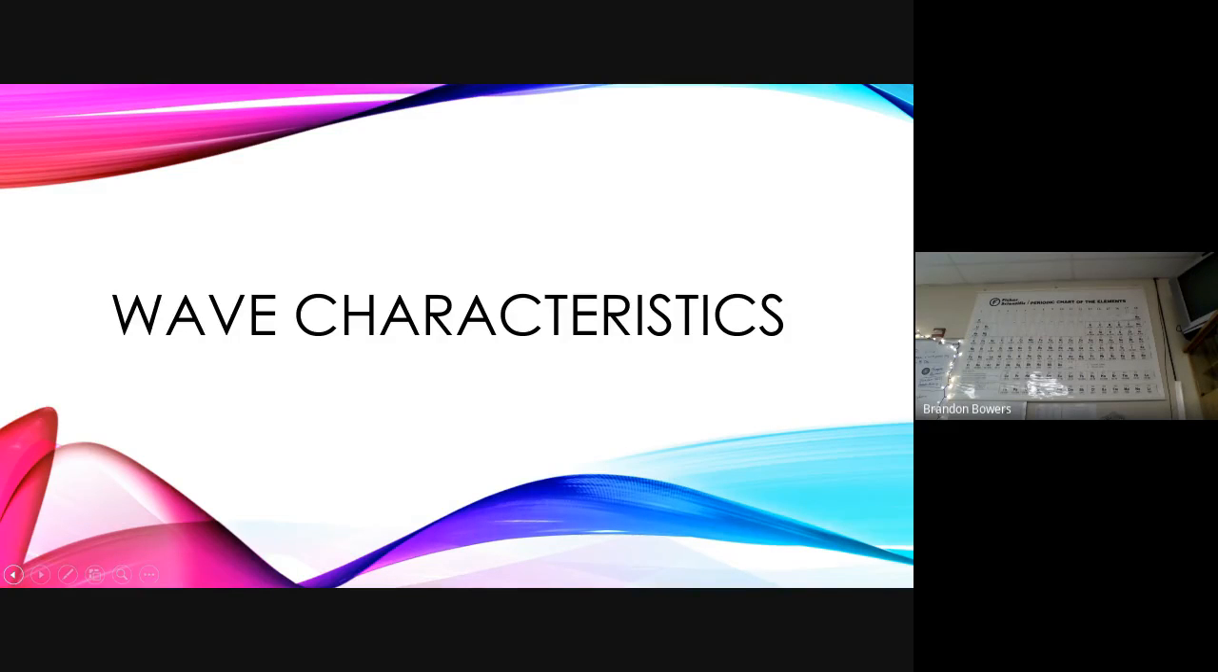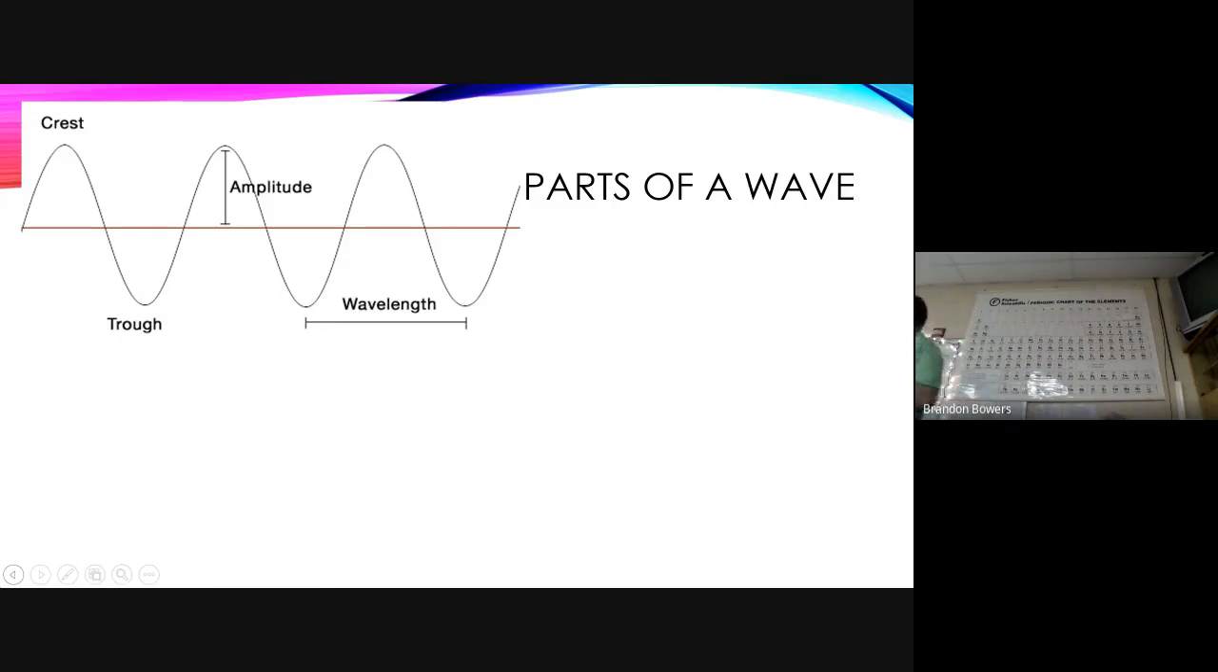So, what are certain wave characteristics? All right, so here's a wave. What we have at the very top of a wave, you got the crest. At the very bottom, you got the trough. Hopefully that's kind of familiar. From our midline to our crest, or from the midline to the trough, same thing, the amplitude.